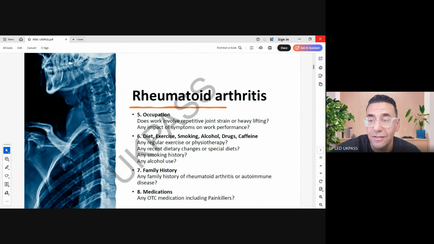Occupation: what do you do for a living? Does your work involve repetitive movement, joint strain, heavy lifting? Why is this important? Because if the patient is struggling, it is very important to offer them help.